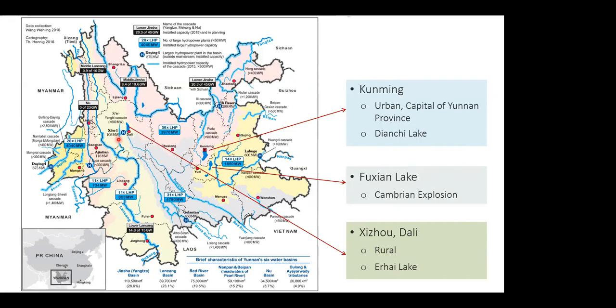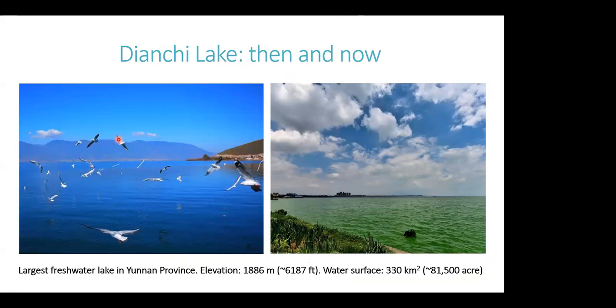I'm going to start with Kunming and then move on to Dali in terms of water pollution, to show you how bad the situation is. Here's a picture of Dianchi Lake. Left is before, which has always been considered a really nice place to be, and this is what it looks like now.